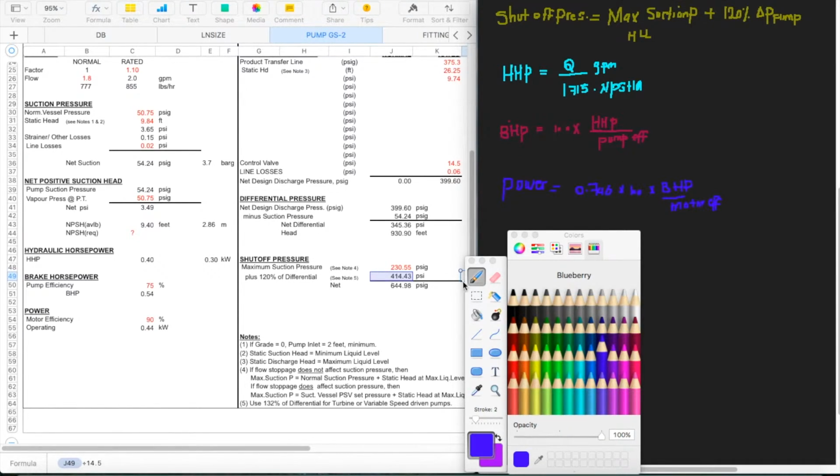So now is the end of this calculation. We already calculated all the important factors for calculating pump and pump sizing.